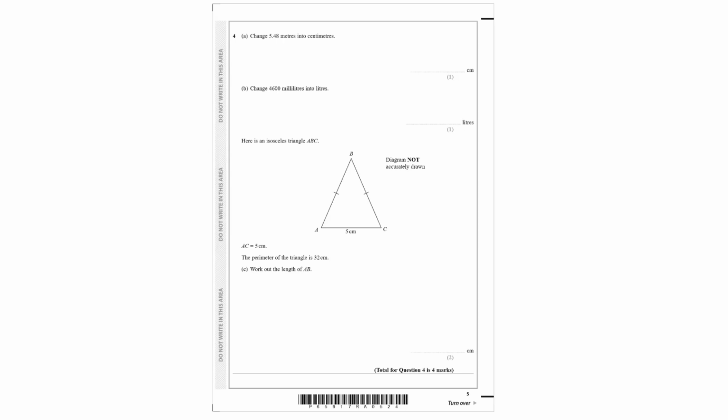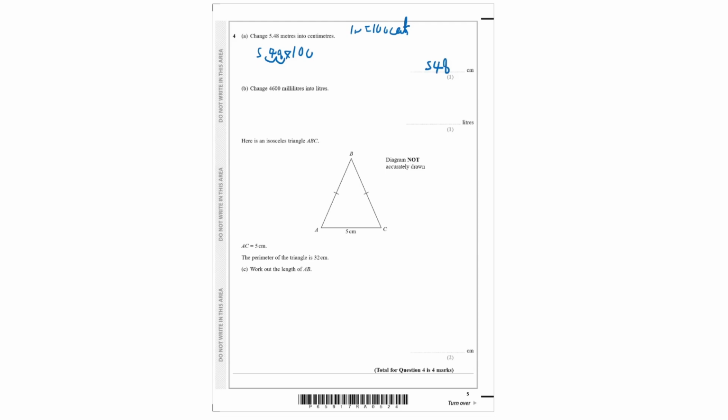Change 5.48 meters into centimeters. 1 meter is equivalent to 100 centimeters. So we simply multiply 5.48 times 100. Now we can bring the decimal to the right twice. 1, 2. And that simply gives us 548 centimeters.